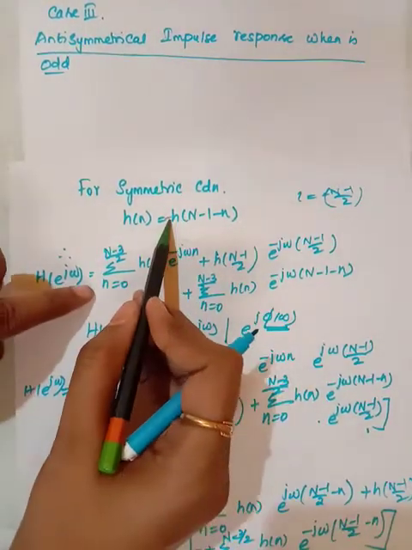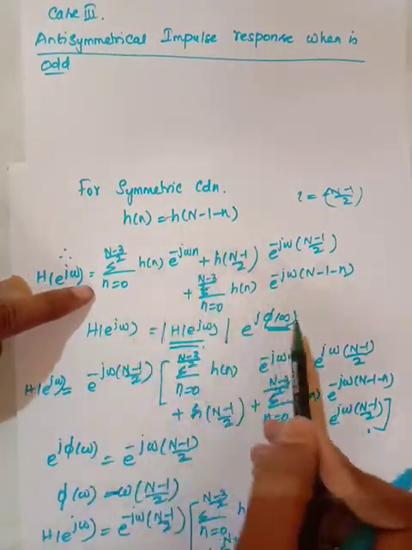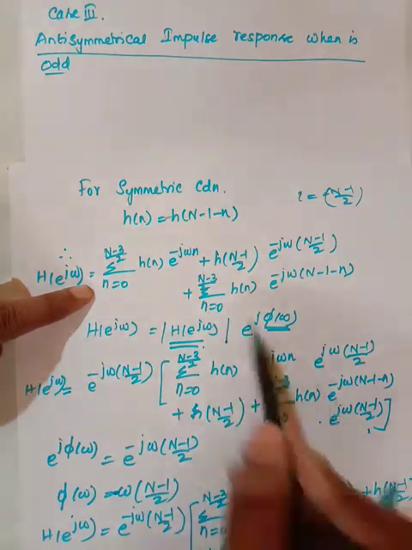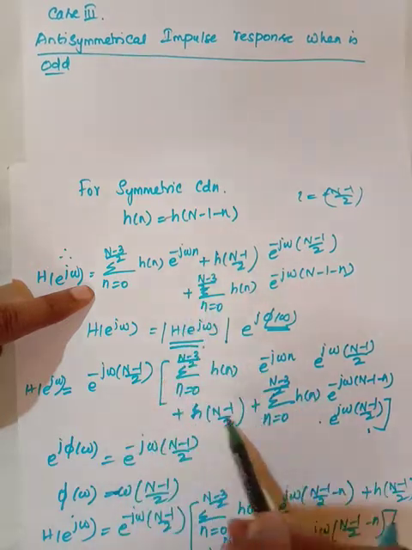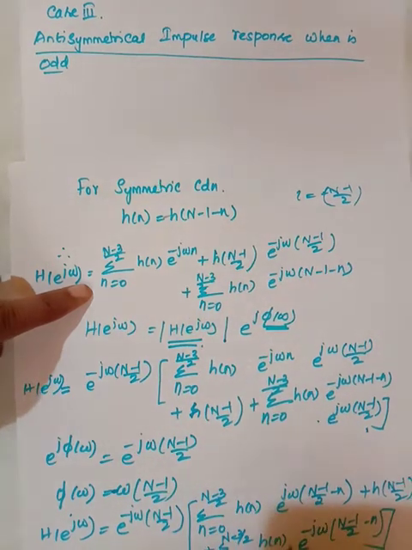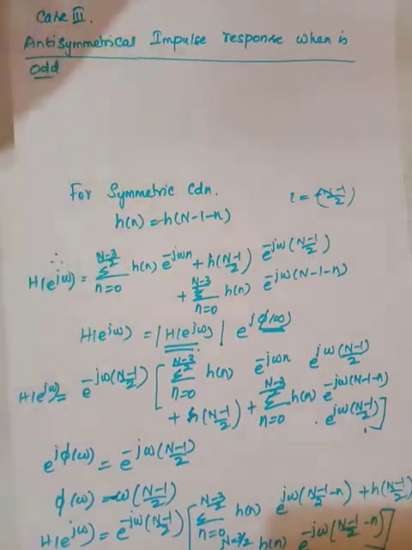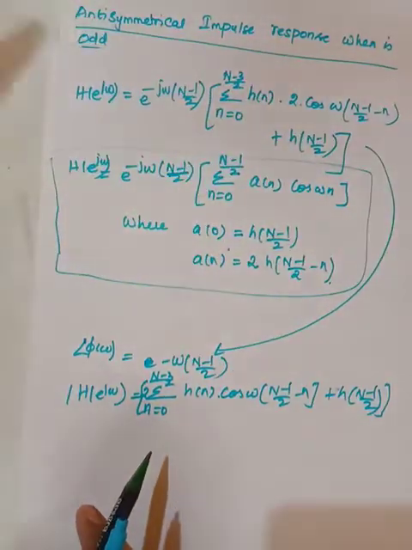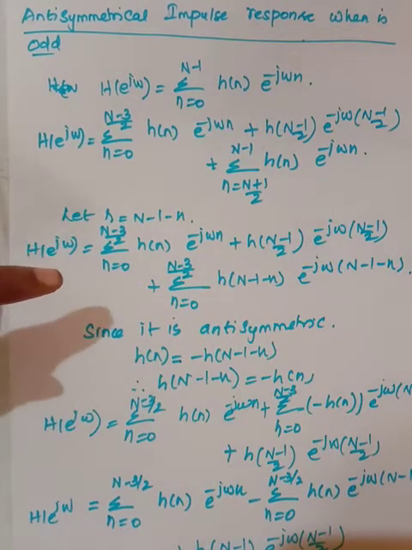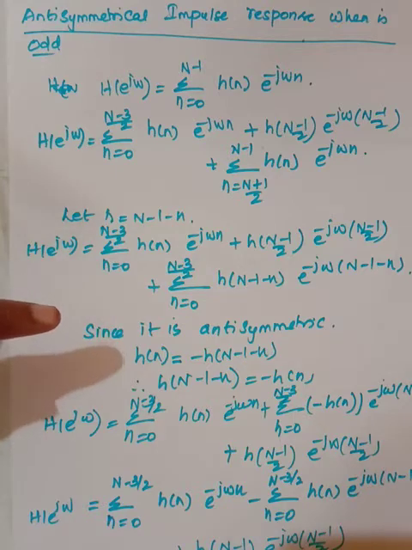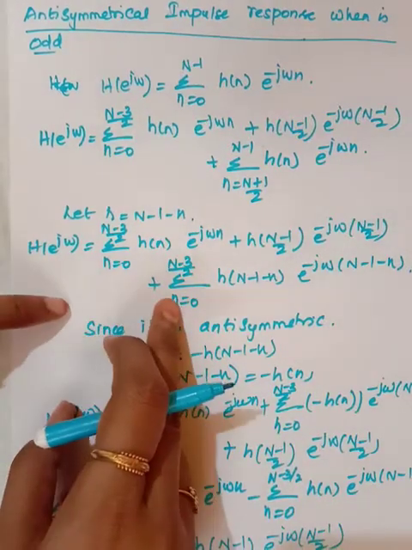If I put a minus in this case, what will happen? Here I will get minus h of n. So instead of this cos, what I will get is sine. That is the only difference. Understood, students? Now the same procedure I have done is similar to the symmetric impulse response when n is odd. Up to this it is the same.